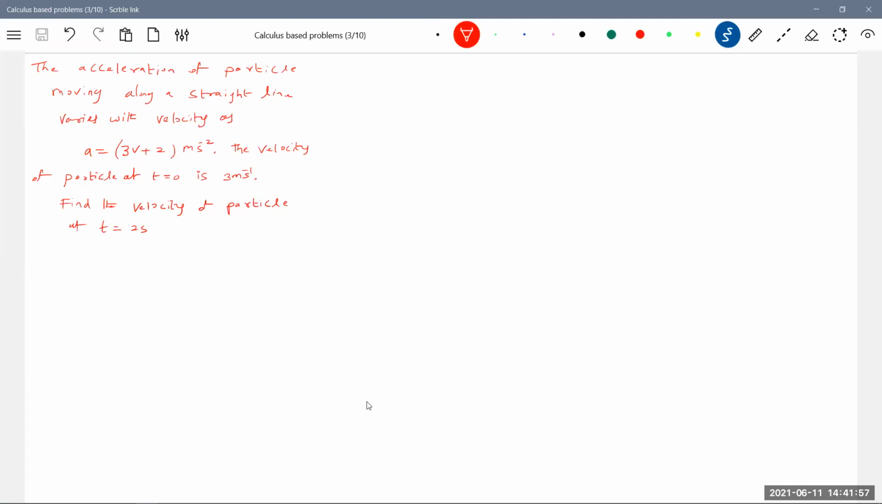Read the content, read the data given. The acceleration of a particle moving along a straight line varies with velocity as a equal to 3v plus 2 meter. The velocity of the particle at t equals 0 is 3 meter. Find the velocity of the particle at t equal to 2 seconds. First problem, acceleration was a function of time. Second problem, acceleration was a function of position. Third problem, acceleration is a function of velocity or speed. Different things.